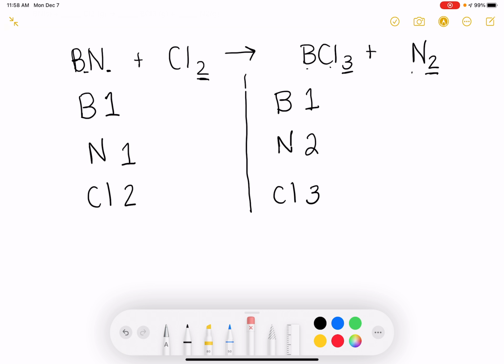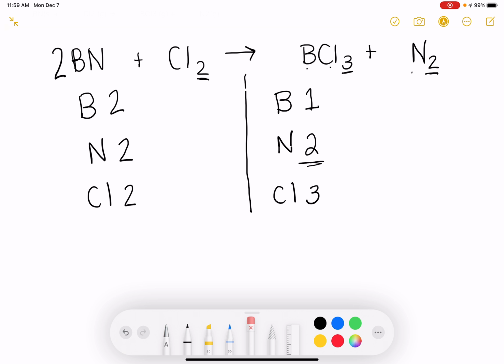So what I'm going to do is try to balance my nitrogens first. So we've got our borons, let's do our nitrogens. We've got 2 nitrogens on the right-hand side and 1 on the left. So I'm going to put a 2 in front of there to change our nitrogens to 2. By doing that, we also add 2 to our boron, because that big number in front, remember, goes to everything behind. So that is what we have there.